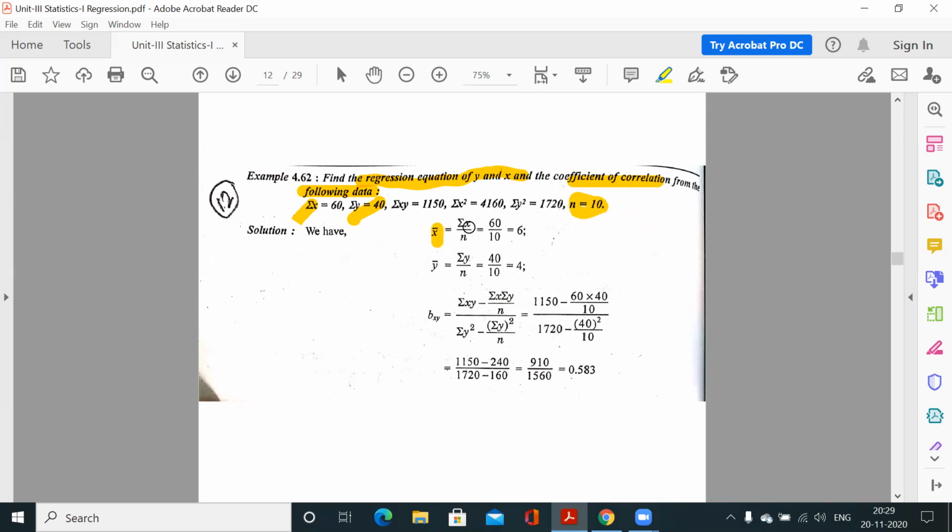So what is x bar? Summation x by n, so 60 by 10. This is 6. Y bar is summation y by n, this is 4. Now bxy, because we have to find both regression lines, that means bxy and byx. So what is bxy?